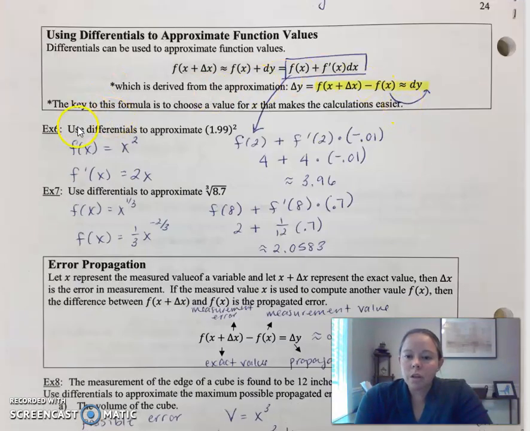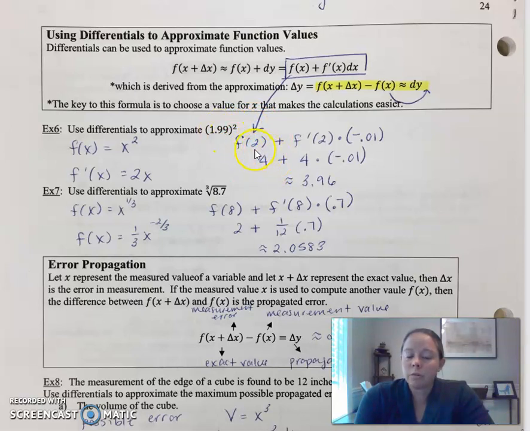So use differentials to approximate 1.99 squared. You would be pulling out your calculator and trying to figure this out, but watch how this works. If I make the function x squared, and the derivative is 2x, isn't 2 really close to 1.99? Yeah. So let's use what we know. Start with what you know.